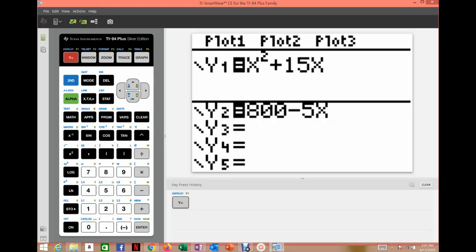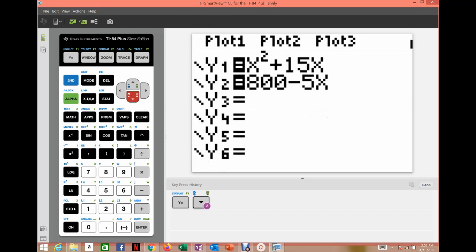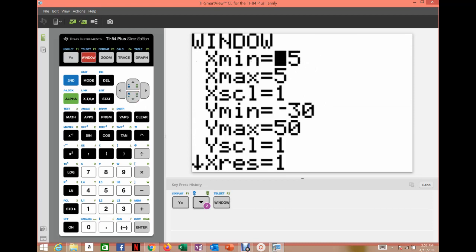Going to my graphing calculator in my y equals. Looks like I already have them plugged in, double checking to make sure I've typed them in right. I've got my supply, which was x squared plus 15x, and my demand, which was 800 minus 5x. But I am going to adjust my window. The x values represent the number of office desks. Can't have negative office desks, so that needs to be 0. And this is sort of guessing. I'm going to ballpark it at 30 and see if that gives me a good enough window. I may still have to change it.